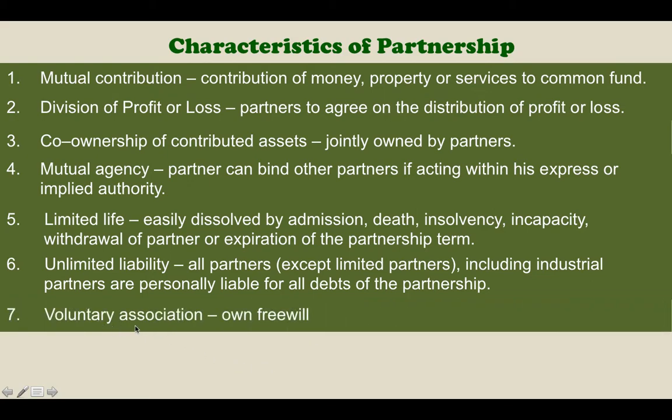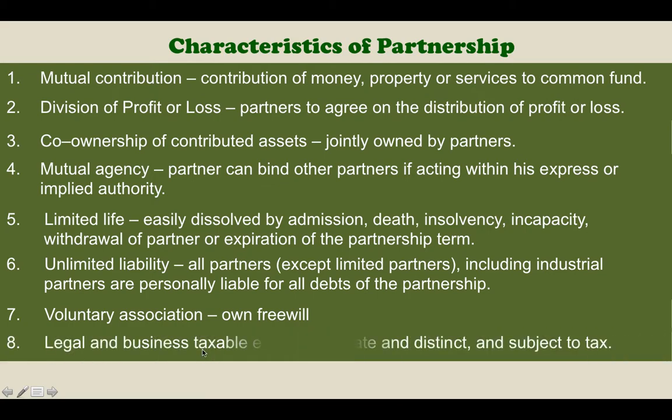Then voluntary association, meaning that it is the own free will of all the partners to join the partnership. Legal and business taxable entity. The partnership will now be separate and distinct from the partners. Thus, the partnership as a business entity will be subject to applicable tax. Okay? Let us move on and discuss classifications of partnerships.